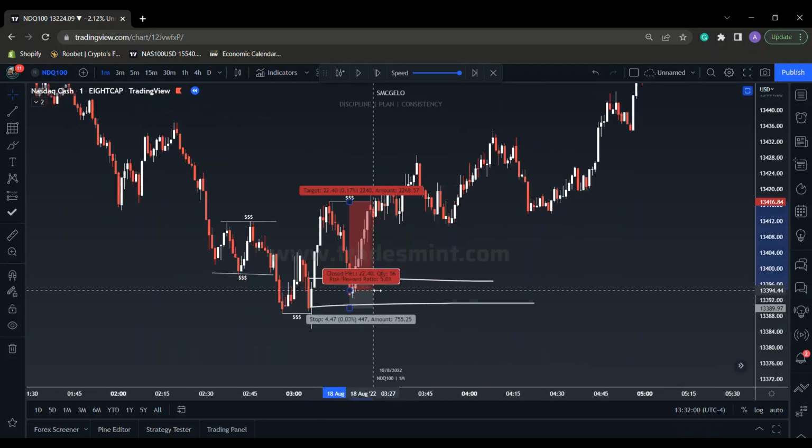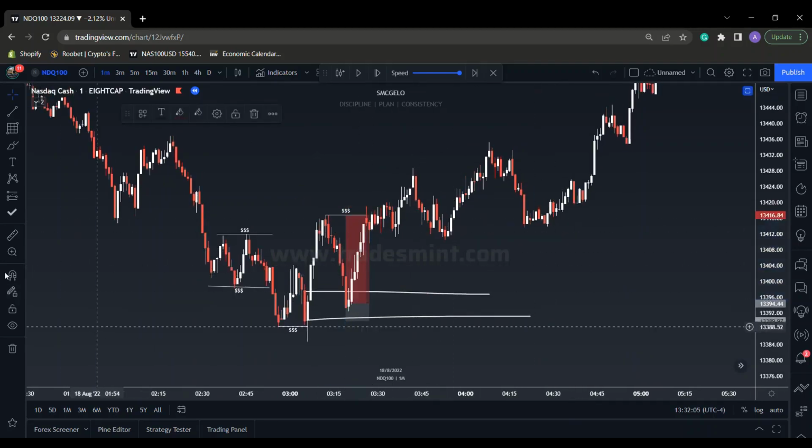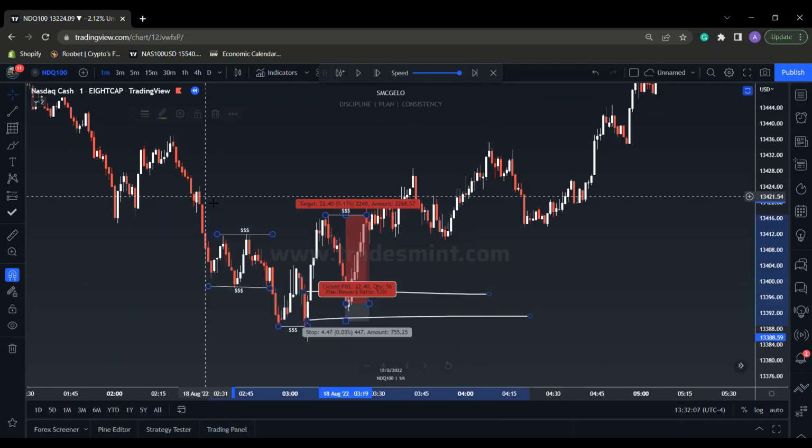As you can see, price played out perfectly. Simple. That's how I trade liquidity. That's how I view it.